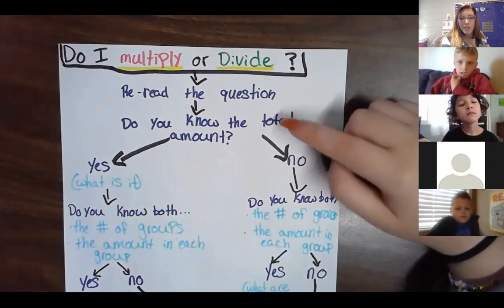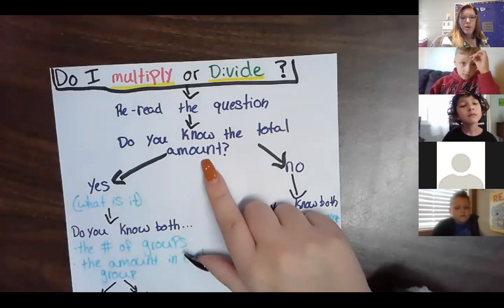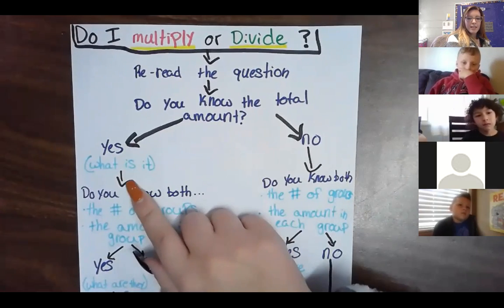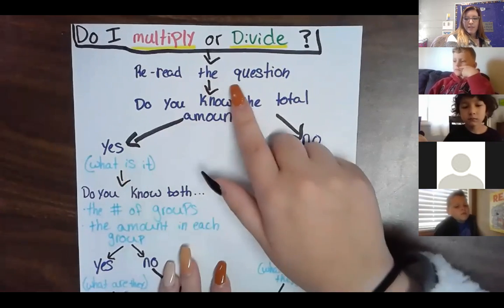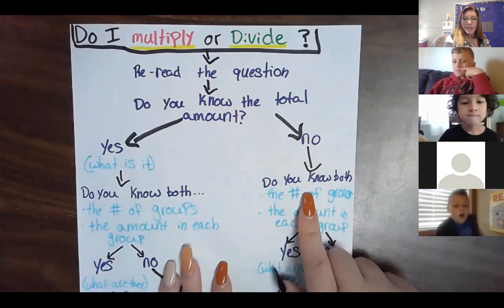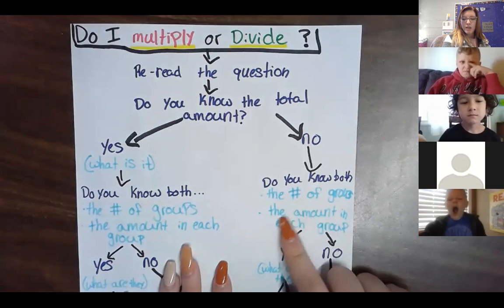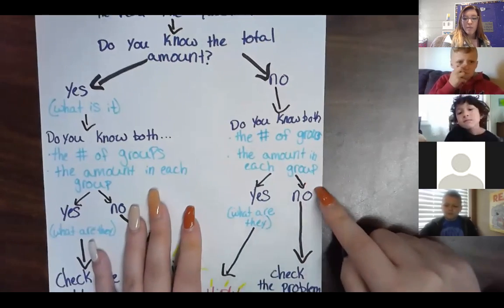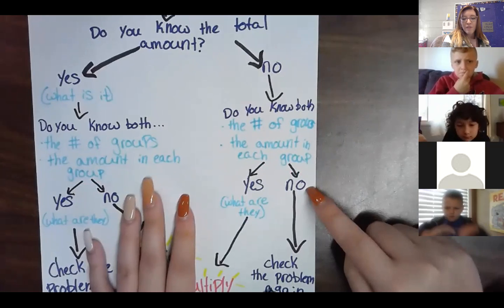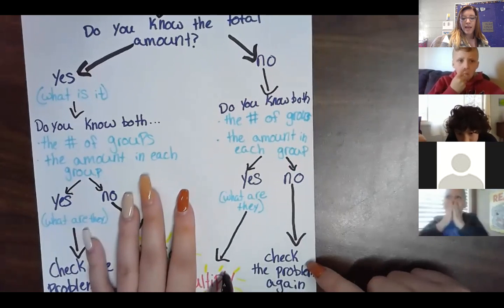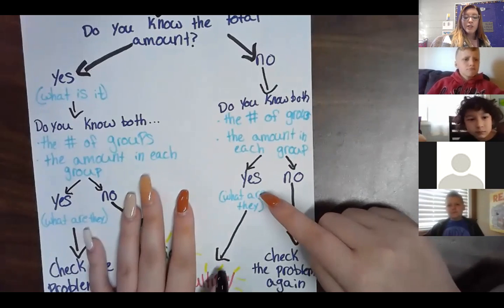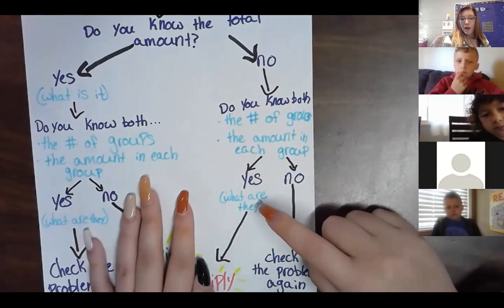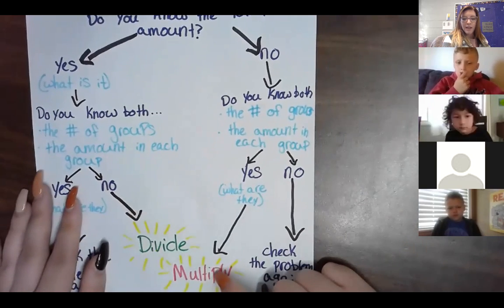After I reread the question, I'm going to ask myself, do I know the total amount? Okay, if it's yes, then I need to figure out what is the total. If it's no, then I ask myself, do I know the number of groups or the number in each group? If I don't know either one, then I need to check the problem again. But if I do know the number of groups and the number in each group, yes, I need to figure out what those are, and then I multiply.